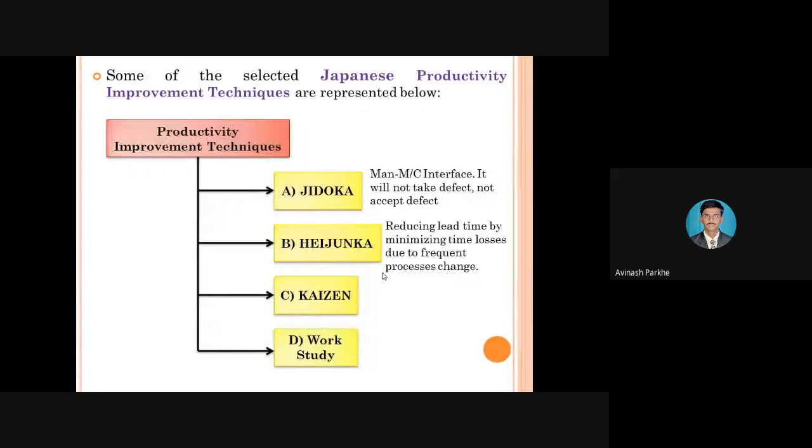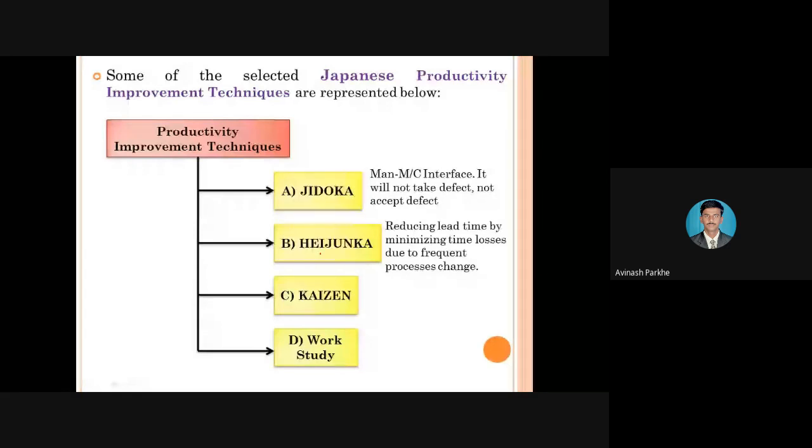if any defects are observed in that particular technique, those defects cannot be detected or accepted by jidoka. Similarly, the heijunka technique is related to minimum time. Whatever losses are taking place, we have to reduce them, and whatever time is required, we have to reduce that time. That concept also affects increasing productivity, which we also discussed in heijunka.